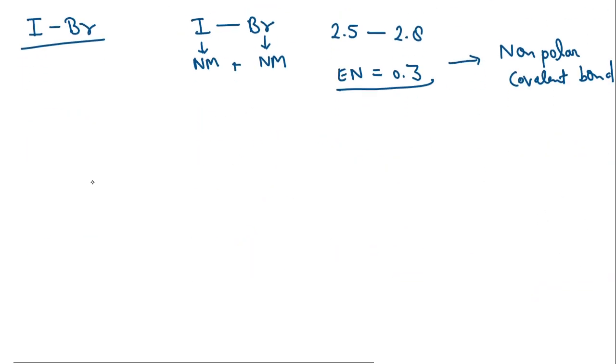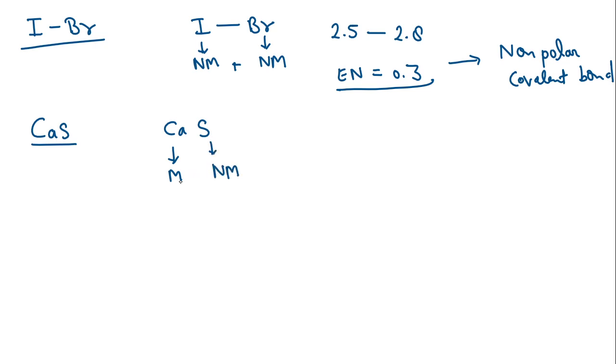Now our next molecule is CaS. So in this molecule, as we know, calcium is a metal and sulfur is non-metal, and metal and non-metal combine and form ionic bond.